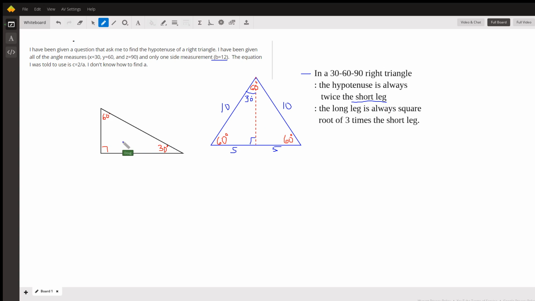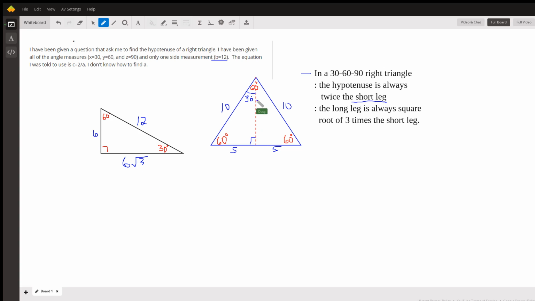So if I put, for example, a 6 here, that's the short leg. The hypotenuse is twice the short leg. And the long leg, the leg opposite the 60, is radical 3 times the short leg. So if you're given the hypotenuse, you divide by 2 to get the short leg, and then you multiply the short leg by radical 3 to get the long leg.